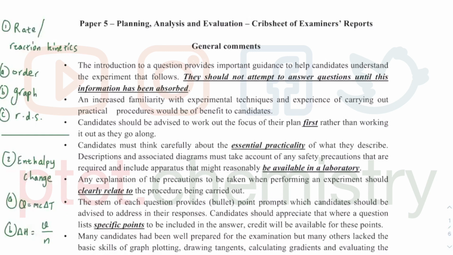The other one, number 3, is gas collection. This gas collection is basically from your alternative to practical as well. They can be from metal plus acid reactions. And what's the other one? Thermal decomposition. So group 2, decomposition of the carbonate or the nitrate. So they like to ask you about gas collection.